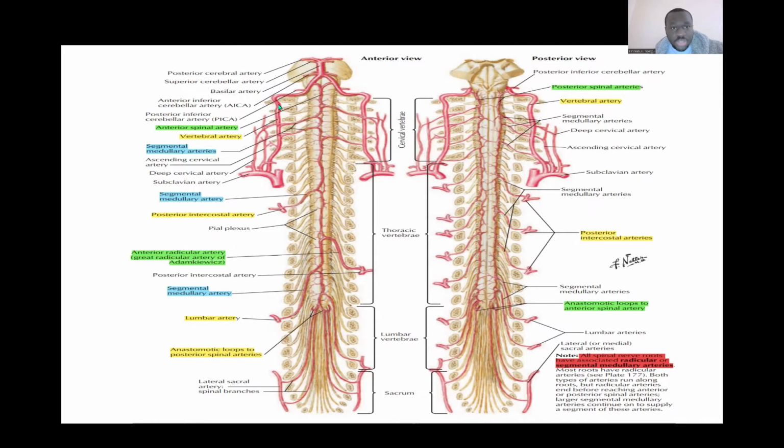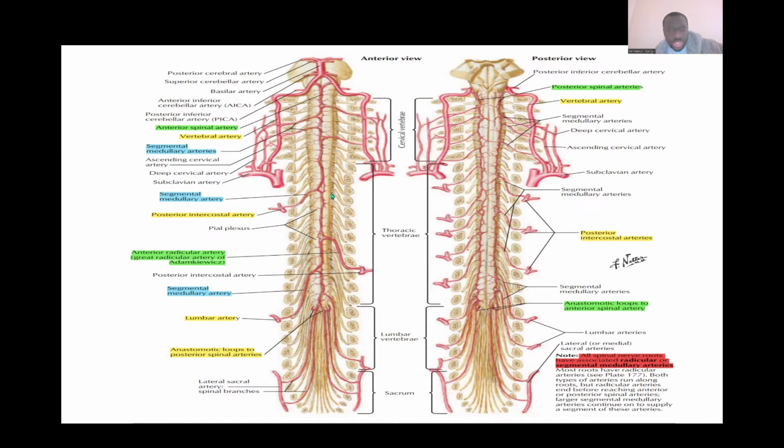And just to mention, each vertebral artery is a branch of the first part of the subclavian artery. Remember the code VIT. So VIT, okay? The V is the vertebral artery from the first part of the subclavian artery.